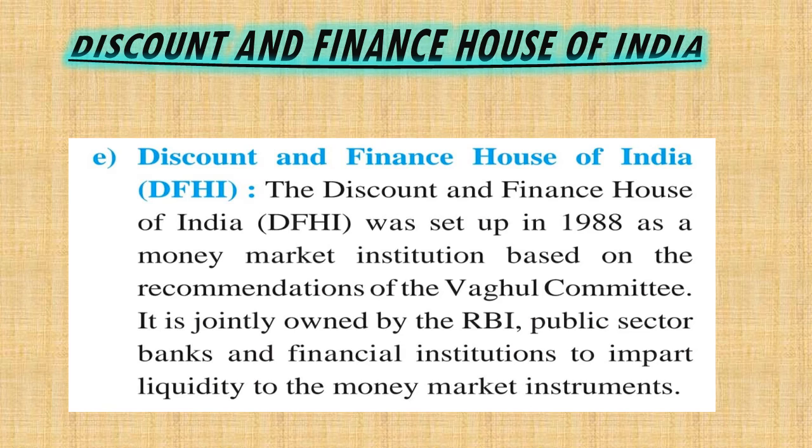Thus, these are the various constituents of the money market in India. To summarize, the various constituents of the organized sector of the money market in India are: first, RBI; second, commercial banks; third, cooperative banks; fourth, development financial institutions; and lastly, Discount and Finance House of India.